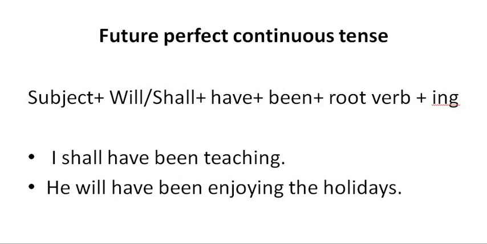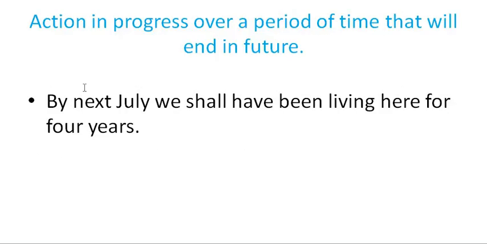Now when and where do we use it? You can see this one: an action in progress over a period of time that will end in the future. So by next July, we shall have been living here for 4 years. So this living is continuing, the action is in progress, and that will end in future. At a certain moment in future, that is by next July, my living will be completing 4 years. So by next July, we shall have been living here for 4 years. So like this, we use it.